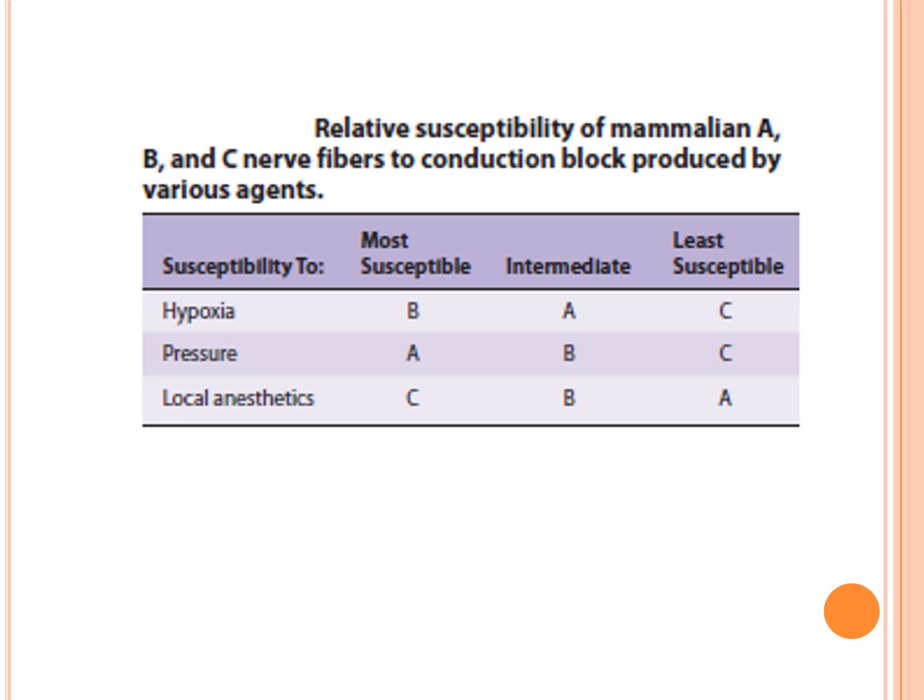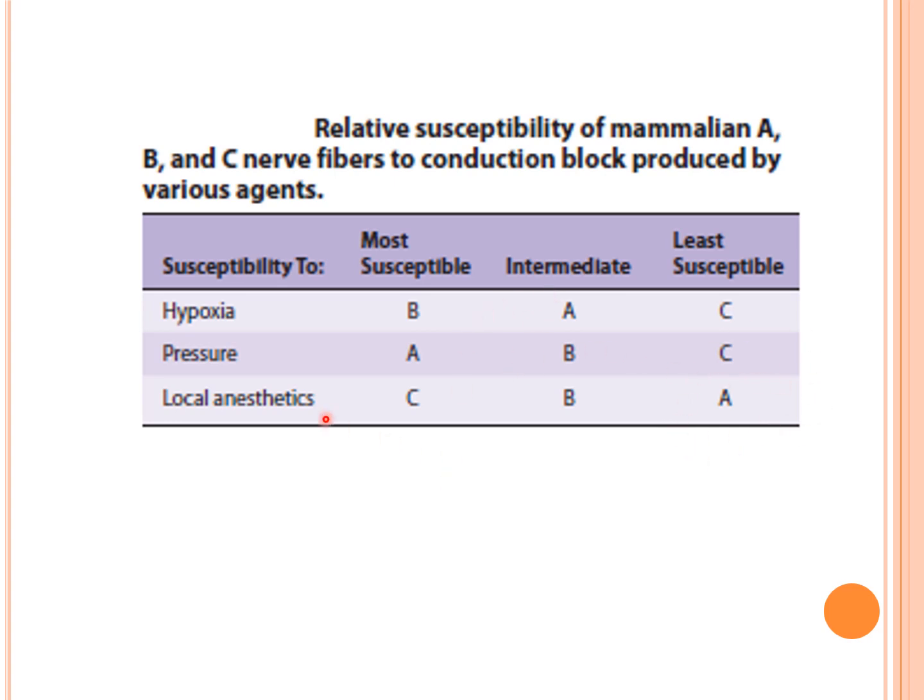Here we have another table showing the susceptibility of nerve fibers to conduction block produced by different agents. Here you can see hypoxia, pressure and local anesthetics, the different agents which can cause conduction block in different nerve fibers. The fiber most susceptible to hypoxia is B, the fiber most susceptible to pressure is type A, and the fiber most susceptible to local anesthetics is C. This shows intermediate susceptibility, and this shows least susceptibility. Type C fibers are least susceptible to hypoxia and pressure. Type A fiber is least susceptible to local anesthetics.